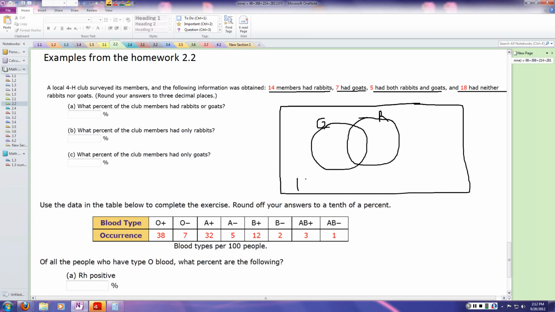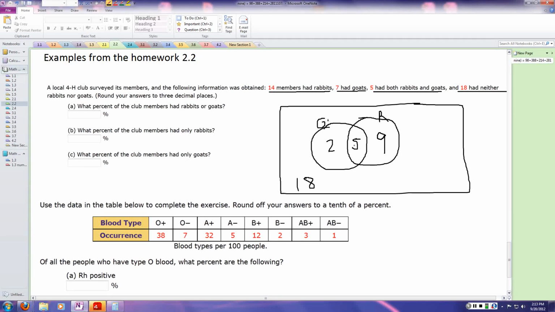So 18 people did not have goats and did not have a rabbit. 5 people had goats and a rabbit, had both. 7 had goats. So if 7 people have goats and 5 have goats and rabbit, then that tells you 2 people just have goats, because together 5 plus 2 is 7, and that would be the 7 with goats. 14 had rabbits, so that would tell you 9 just have rabbits, because you know 5 have rabbits and goats.